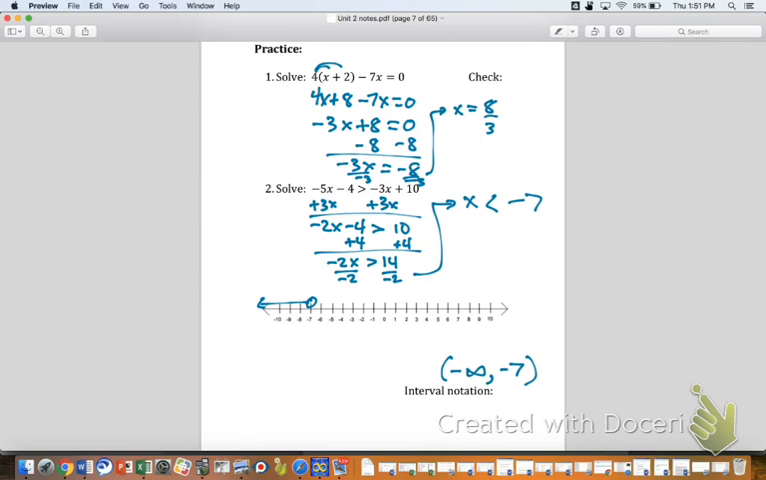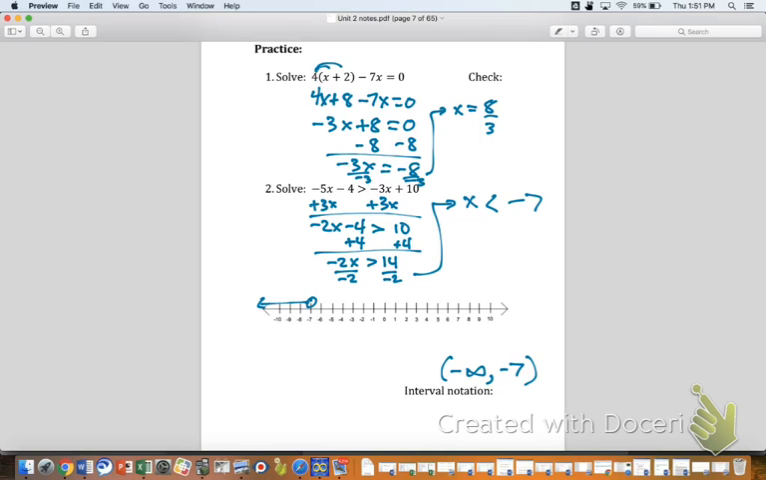So what that means is it's going to go way off the left edge of the graph, and it'll come all the way back over to negative 7, but it doesn't include negative 7, right? That's what the open circle means. That's what the parentheses mean versus the bracket. Like I said, I'm only showing that to you because it's on the website.